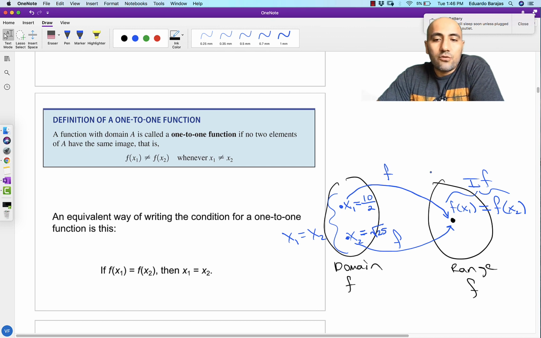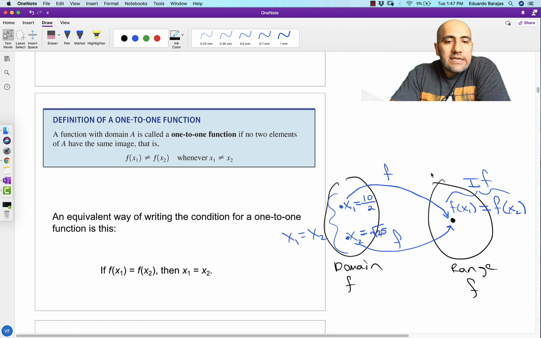If you can show that that's true for every single value, then you've confirmed that this function f is one-to-one. If you can find even just one case where that's not true, where you really do find two unique values in the domain and they both lead to the same value in the range, then you have proven that that function is not one-to-one.